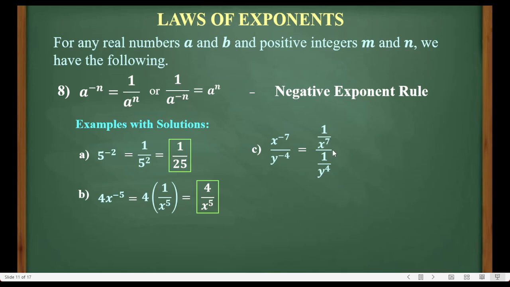And recall how to divide a fraction by another fraction. So we have 1 over x to the 7 times the reciprocal of this divisor or denominator. So it becomes y to the fourth over 1. Then multiply numerator by numerator, denominator by denominator. So the result is y to the fourth over x to the 7, which is your answer.